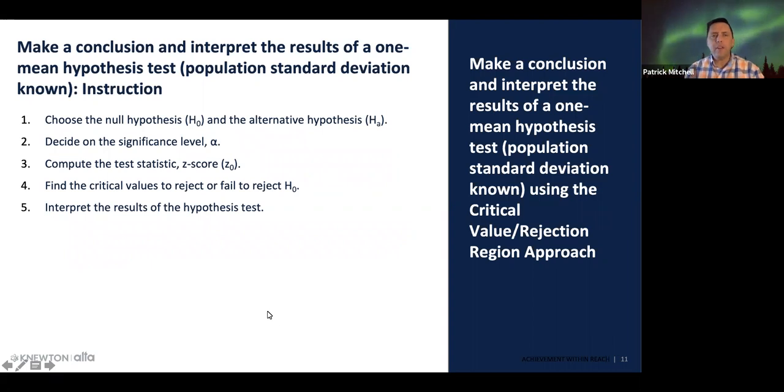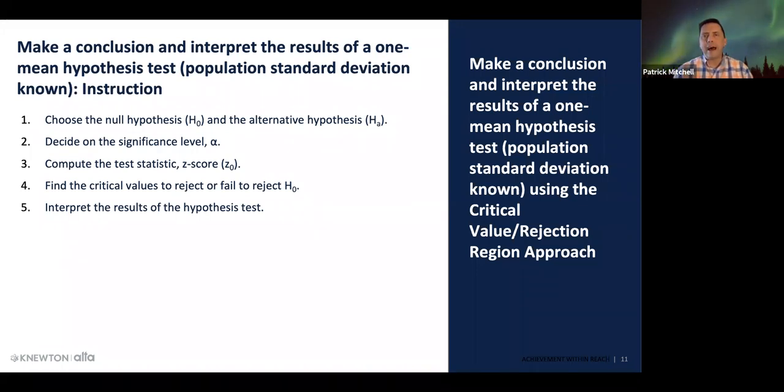All right, so here are the steps to doing a full hypothesis test using the critical value approach. First, we're going to choose our null hypothesis, which again is denoted H sub 0, and our alternative hypothesis H sub A. We will decide on the significance level alpha. In a statistics class, that value will usually be given. If you're doing statistics in real life, remember that alpha is the probability of making a type 1 error.